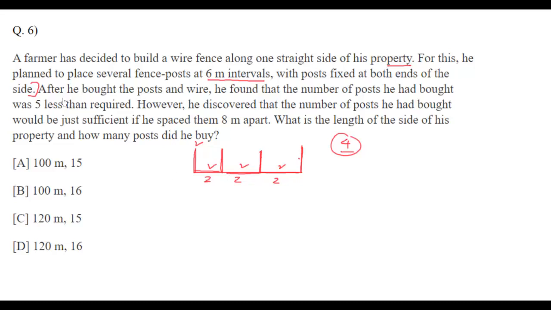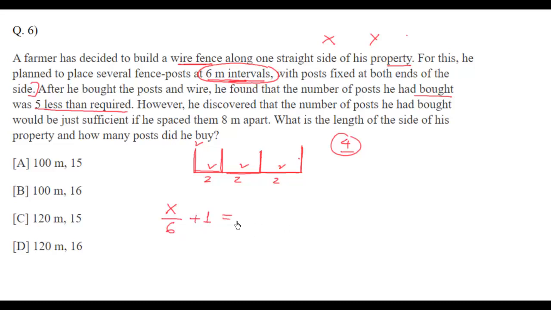Okay, moving ahead. Here it says that after he bought the posts and wire, he found that the number of posts he had bought was 5 less than the required when he was putting the posts at 6-meter intervals. So let us assume that the length of the wire is x and the number of poles is y. After every 6 meters there is one pole put. So the number of intervals would be x divided by 6, but to find the number of poles, I have to add 1.